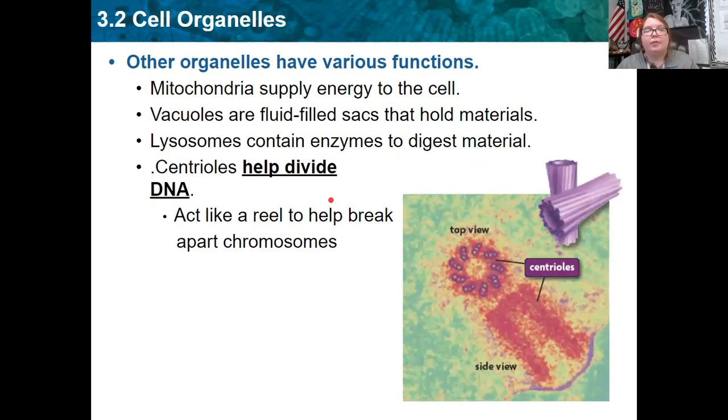So centrioles, they're these little cylinder looking dudes over here. They actually help cells divide because they're helping to divide the DNA. I think of it like a reel on a fishing pole. What happens is they attach little protein cables basically to the different ends of a chromosome, and then they reel them in and they break them apart. So that's what centrioles do.